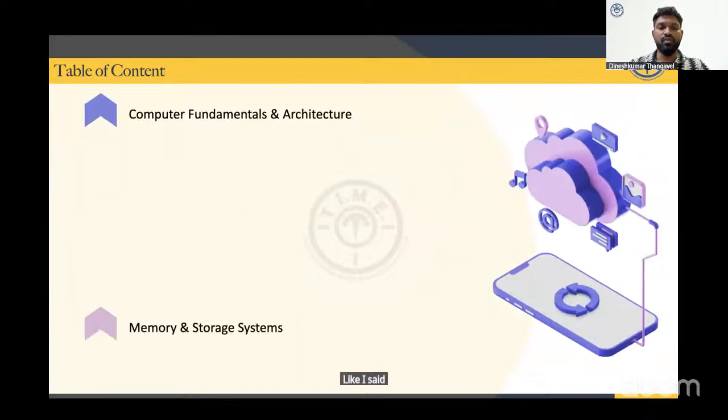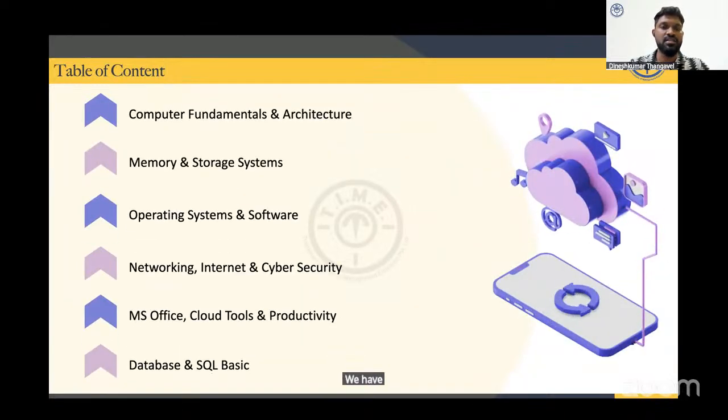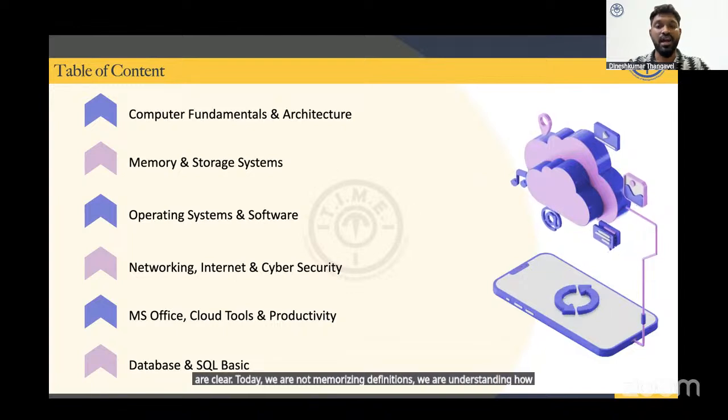Like I said before, we have identified some strong areas where we have to strengthen our fundamentals. Before we jump into questions, let us align our basics. Every SSC or bank computer question becomes easy if your fundamentals are clear. Today, we are not memorizing definitions. We are understanding how a computer actually works. If you understand this table of contents well, half of the paper feels easy.